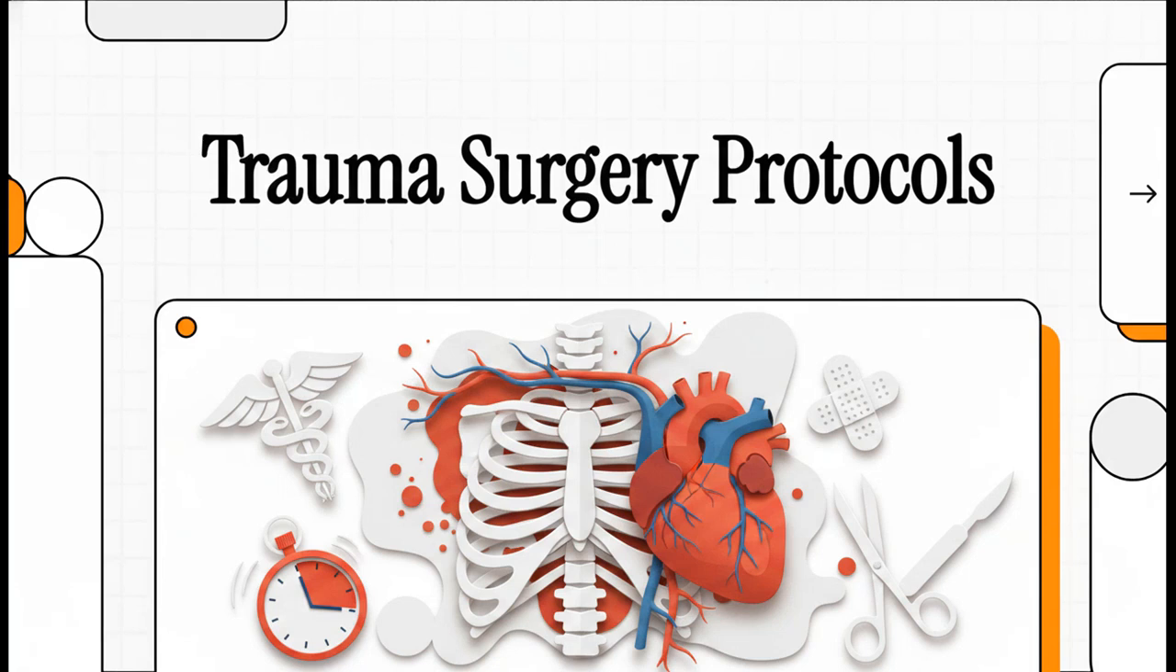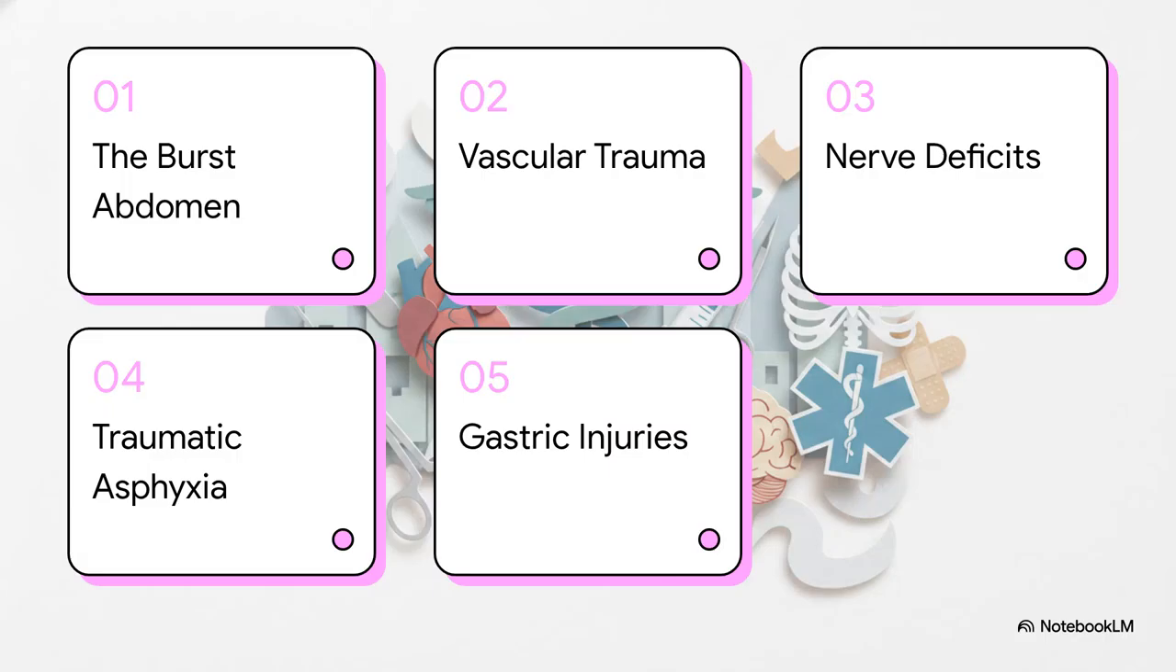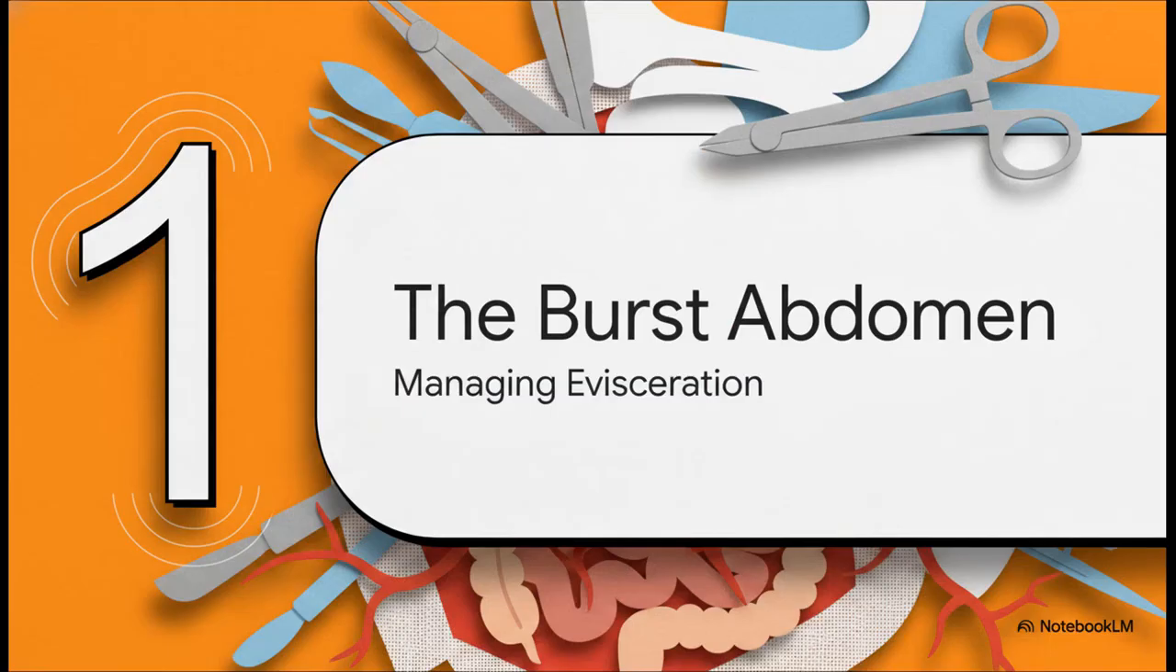Okay, let's jump right into this explainer covering some seriously high-stakes emergency and trauma surgery clinical protocols. Here's what we're looking at today. First, the burst abdomen emergency. Then, lower extremity vascular trauma. We'll follow that up with mapping femoral nerve deficits, tackle traumatic asphyxia syndrome, and wrap up with gastric injuries and drainage. So, Section 1, the burst abdomen emergency, specifically managing evisceration.